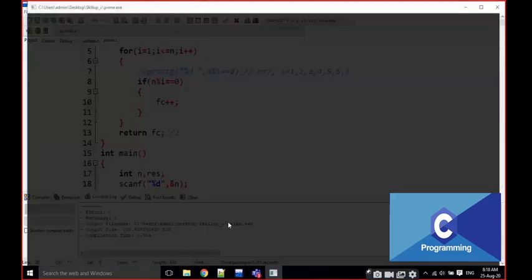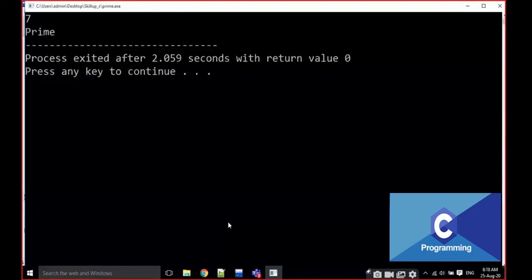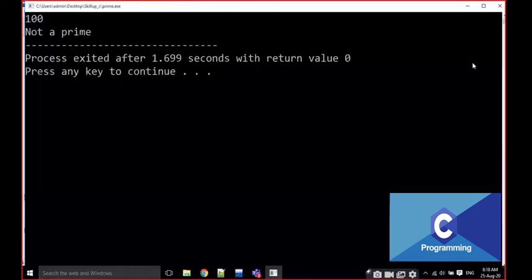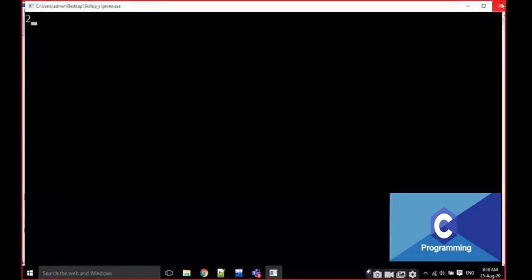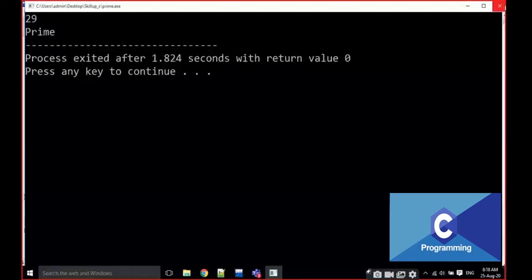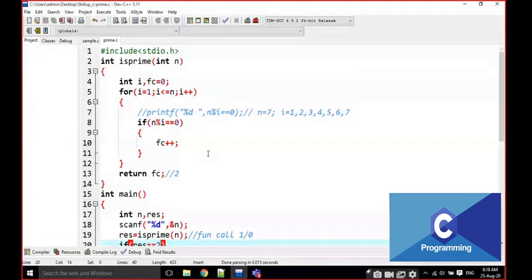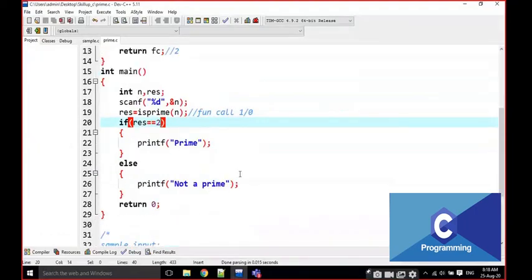Now I am going to execute it. For example, 7 is a prime number. Why? Because 2 factors are there. If it is 100, it is not a prime. For example, 29 is a prime. Okay, like this we are going to check here. Note it down, the main program here.